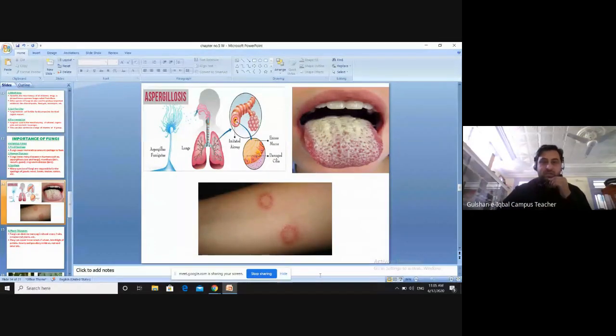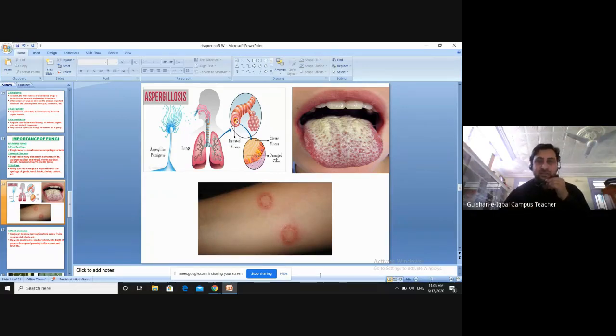Aspergillosis is the disease of the lungs, where the fungus reaches our lungs through the respiratory tract. When it reaches our lungs, it causes irritation in the airway, the air pipe. When it causes irritation in the air pipe, a large amount of mucus is produced. When a large amount of mucus is produced, your cilia, the hair present inside your airways, are damaged. So coughing may occur, and other respiratory tract problems can be caused by aspergillosis.